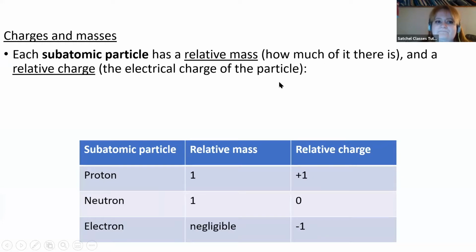Okay, so each subatomic particle, this is really important. Each subatomic particle has a relative mass, so how much of it there is, and a relative charge, the electrical charge. These are all relative to the mass of a proton. Okay, so because it's very tiny, the actual mass of a proton, if we say it's 1, we can measure everything relative to that.